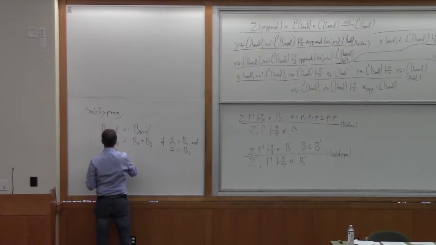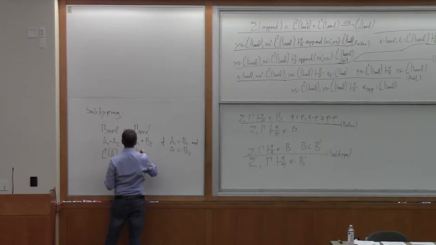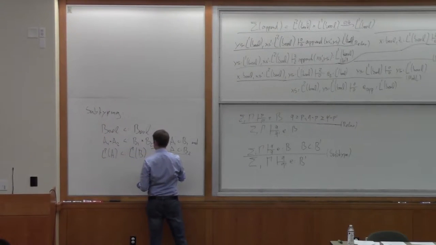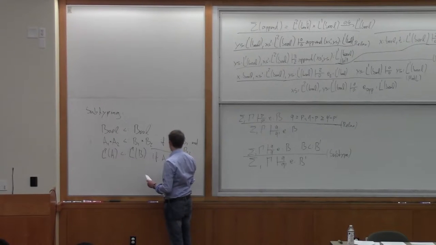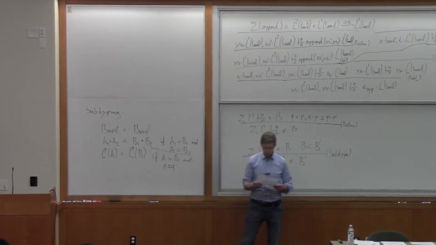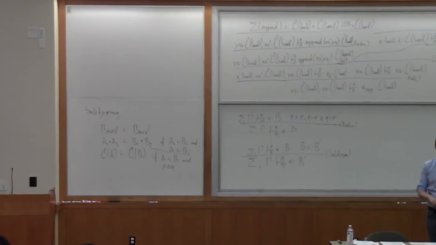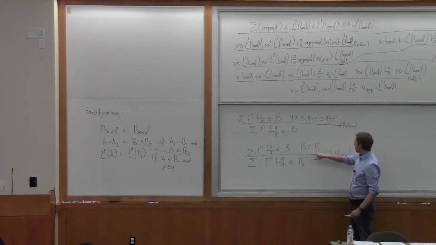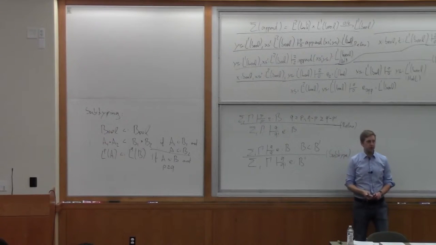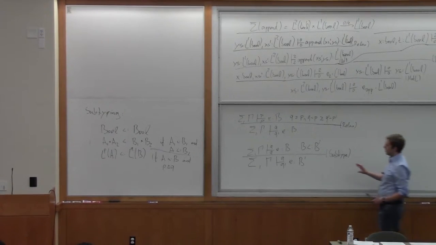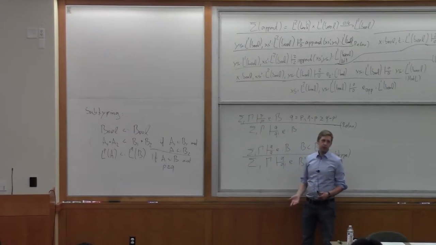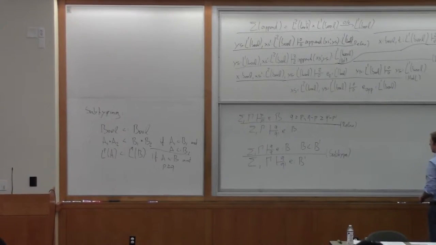L^P of A is a subtype of L^Q of B if A is a subtype of B and P is greater or equal to Q. So the sign is flipped, because if you look at this rule here, the potential has to get less when you go down. That's exactly what we're saying. And if you have a type in the context here, then you can always increase the potential. Okay, so that's the supertype rule.